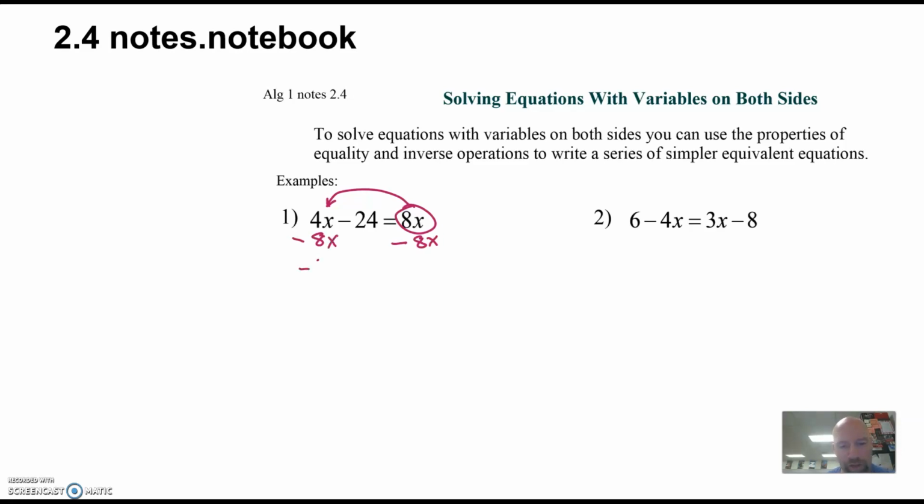When I do that, I end up with a negative 4x minus 24. When I've done that over here on this right-hand side, I end up with a 0. My next step is I'm going to take that 24 and move it over to the right-hand side of the equation. So I would have negative 4x is equal to 24. Now I can divide both sides by negative 4 using the division property of equality, and x is equal to negative 6.